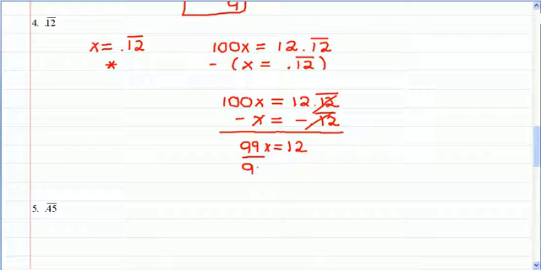And as my final step in solving for x, I divide both sides by 99, and I get x equals 12 over 99. But this can be reduced. So I want to take 12 and split it up as 2 and 6 and 3 and 4.